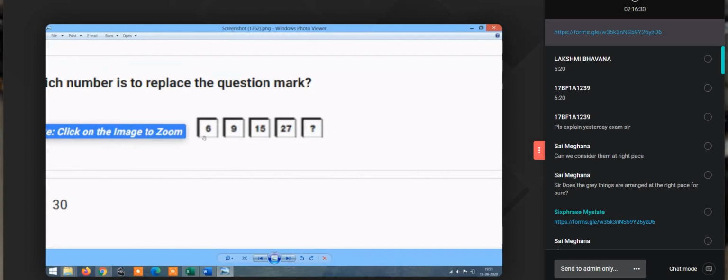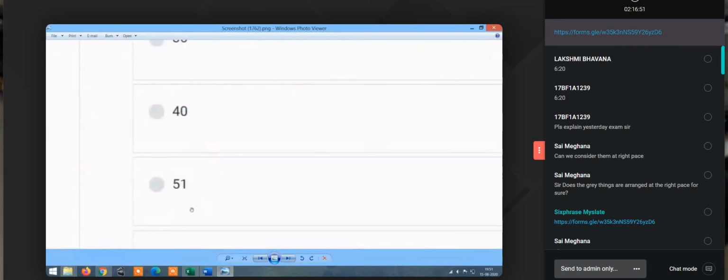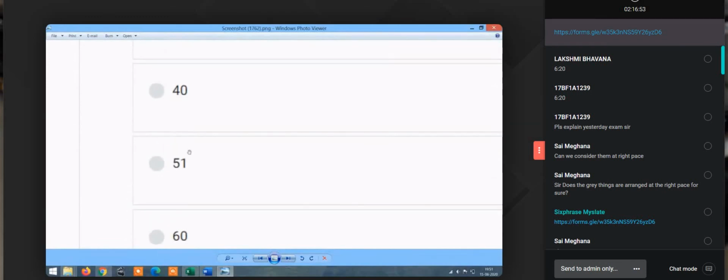The difference between 6 and 9 is 3. 9 and 15 is 6. 15 and 27 is 12. So what you see is 3, 6, 12. So what is the next one? Next one is 24. So the difference between 27 and the next number should be 24. So what is the next number? Add 27 and 24. You will get the next number, which is 51.